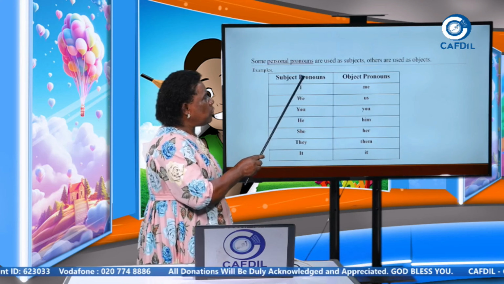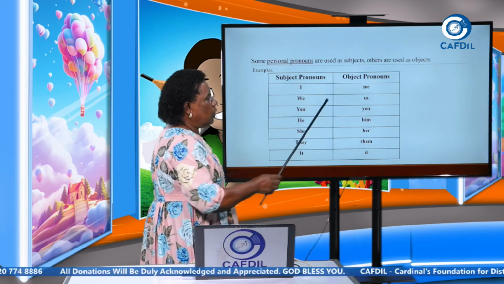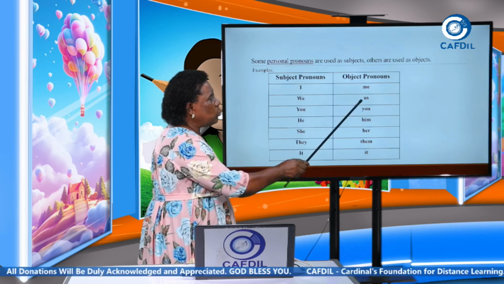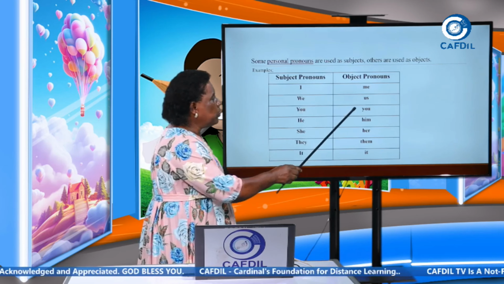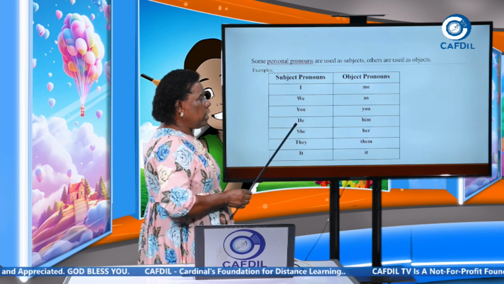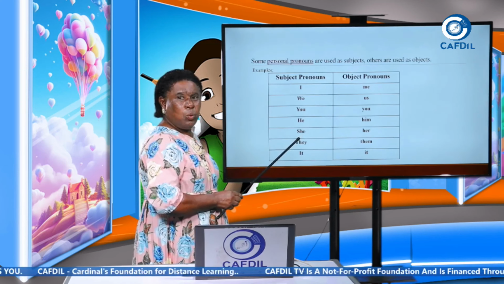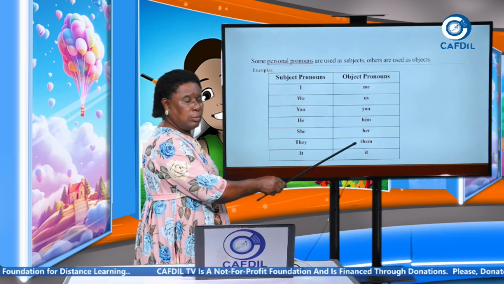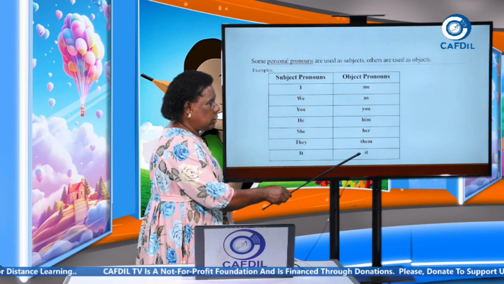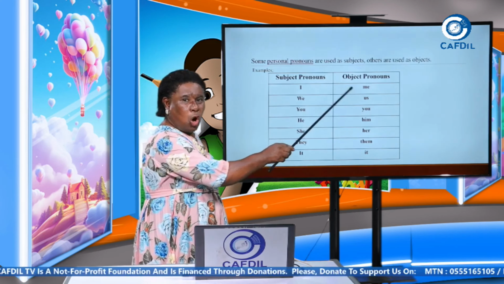I will change from subject pronoun to object pronoun to be me. We will change to be us. You will be you. He will be him. She will be her, and they, them. It will be it. So this is how we can change the subject pronouns to object pronouns.